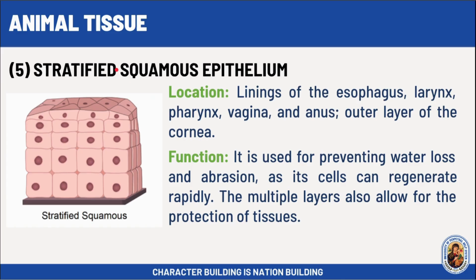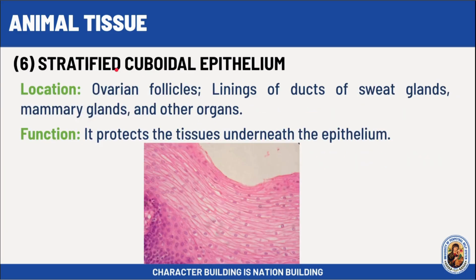So, this type of epithelium is used to prevent water loss and debridement. As we can notice, the locations of the stratified squamous epithelium are very sensitive areas, so they need to be protected by being lubricated at all times. So, yeah, that's the primary function.